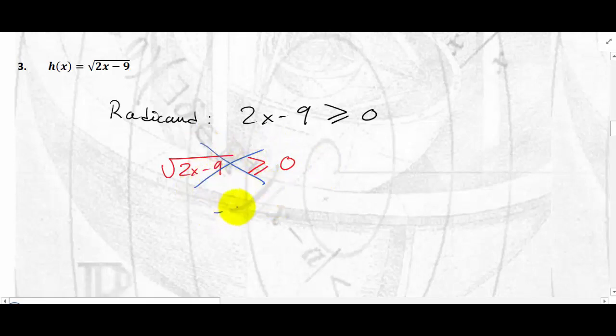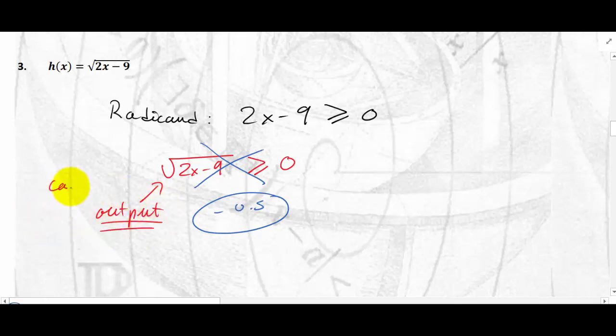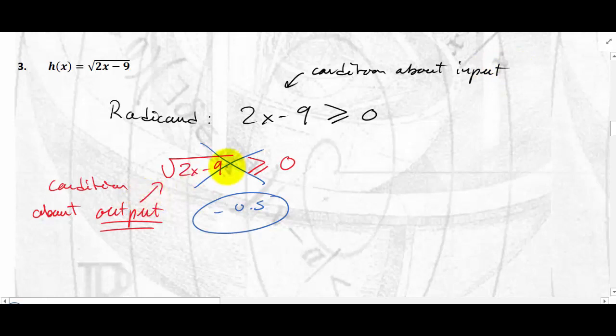I am going to take 0.5 if you write this, because by definition of a square root, you're looking at the output of a function right here. You're looking at the output and you're giving me a condition. First of all, it's a condition about the output, and for the domain, you want a condition about the input. So you're really taking things upside down here. That's the first reason why this makes no sense.